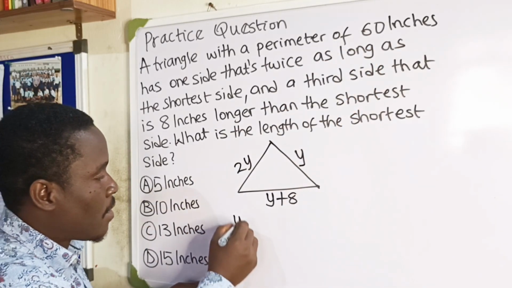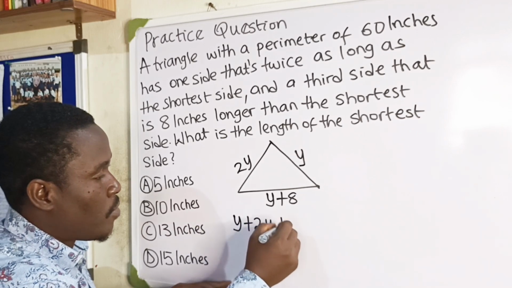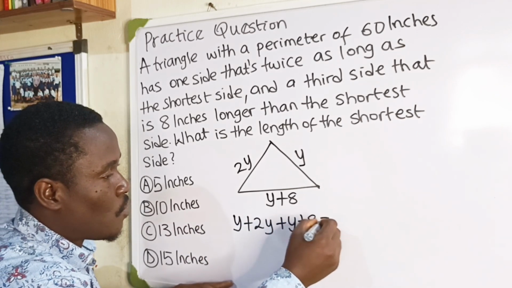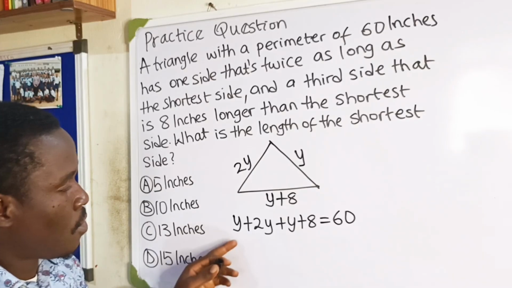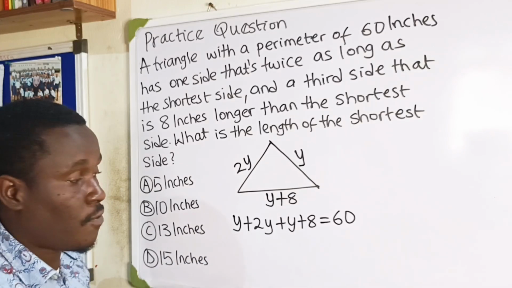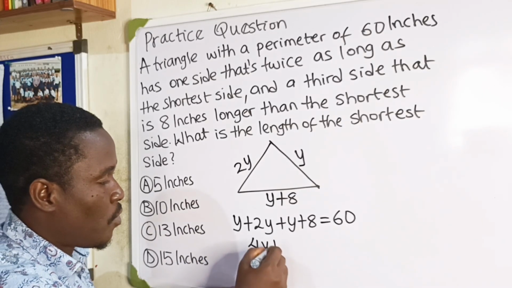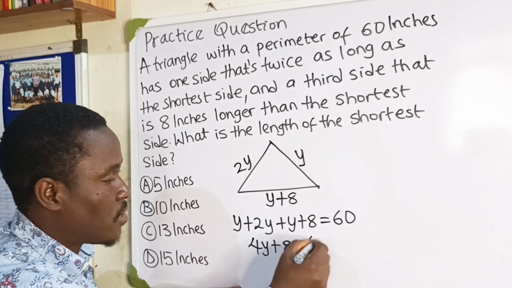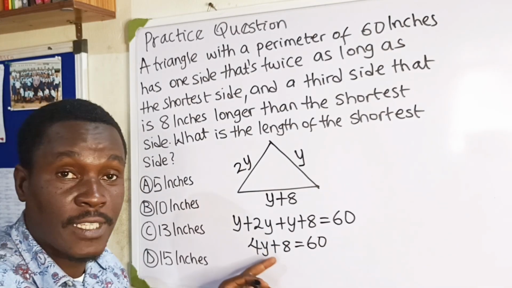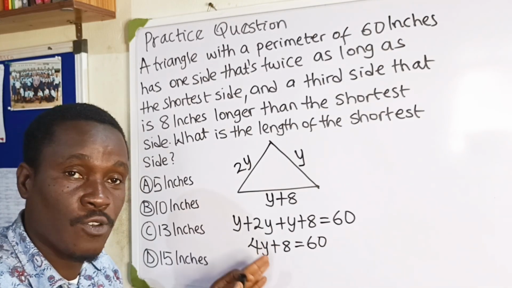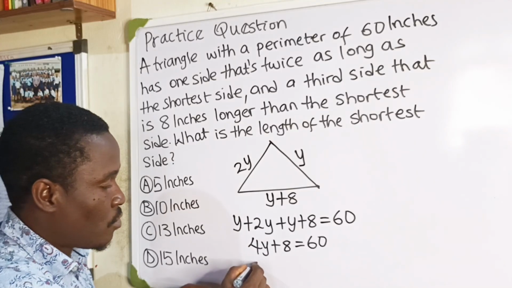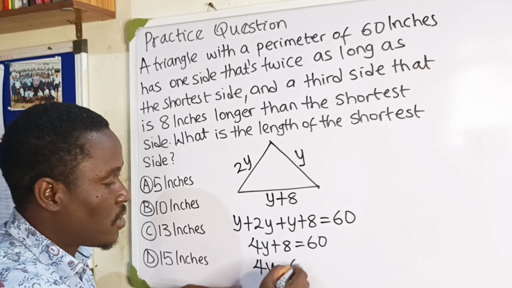So y plus 2y plus y plus 8 is equal to 60. Y plus 2y plus y is going to give us 4y. 4y plus 8 is equal to 60. Subtracting 8 from both sides, 8 is going to be cancelled out on the left. We're going to have 4y is equal to 60 minus 8.